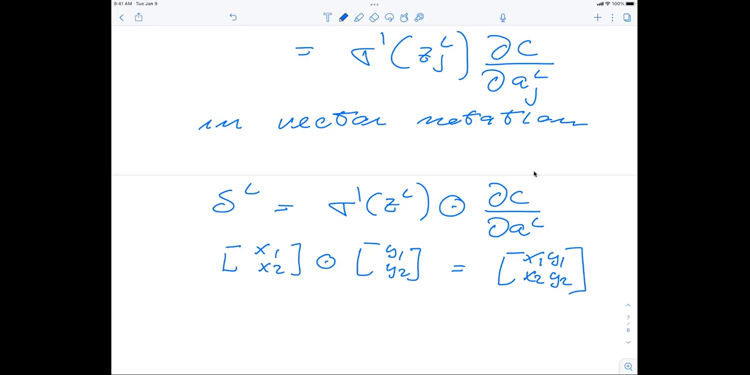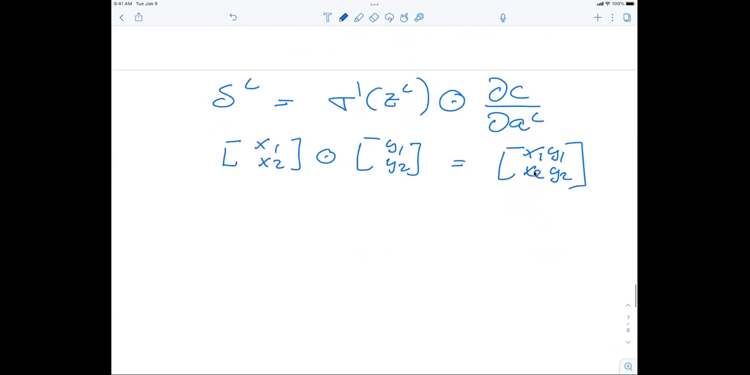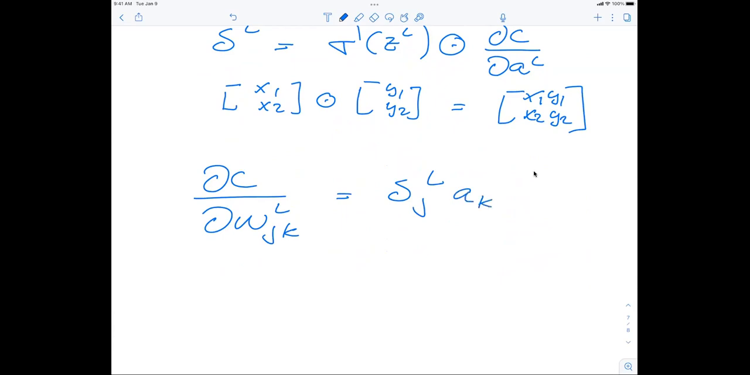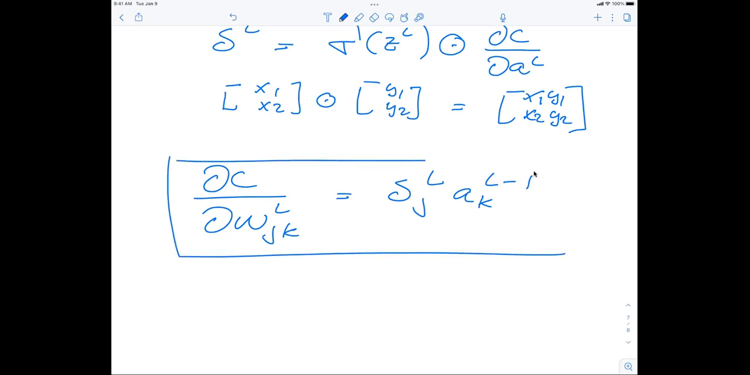Now, the thing which we have now, and we can frame in this equation, when we bring everything together, is that we have the first equation which we need to set up, and that's the derivative with respect to the weights in the output layer. And this is given by delta_j^L a_k^(L-1). So let's just frame that in. So this is the first equation which we need.